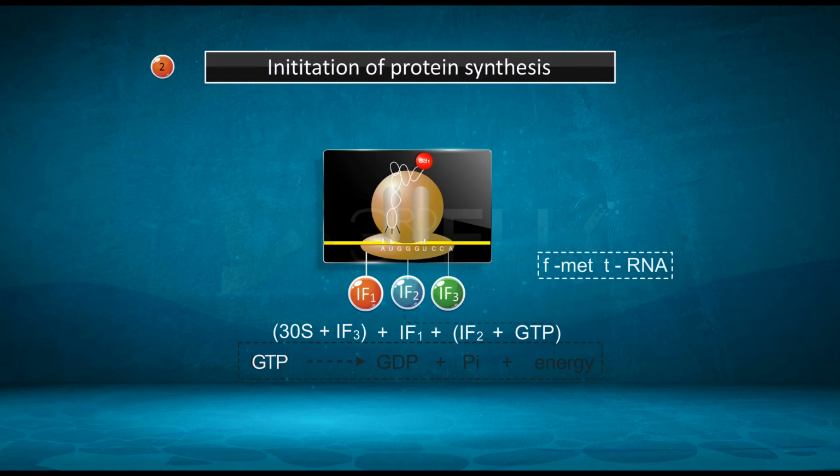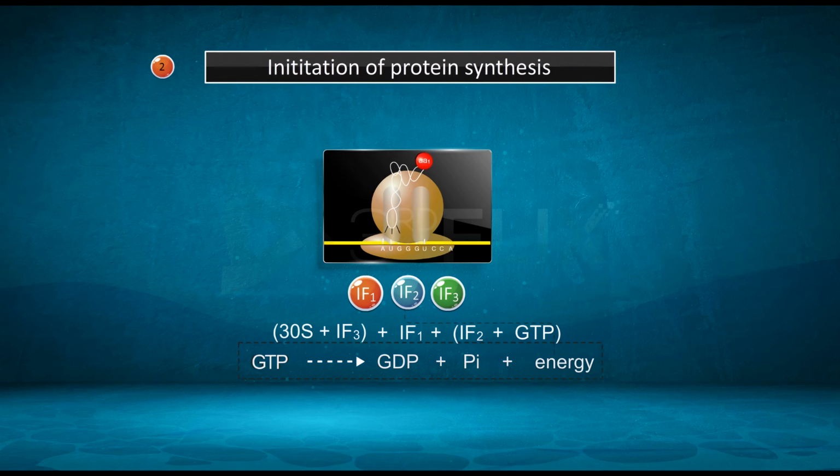It consists of formyl-methionine tRNA at its P site and has a free A site. GTP gets hydrolyzed to GDP and Pi, releasing initiation factors IF1, IF2, and IF3.